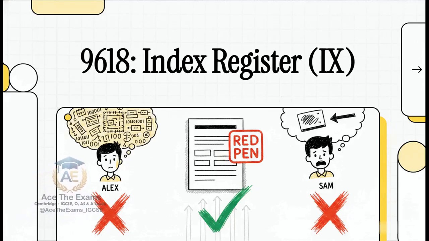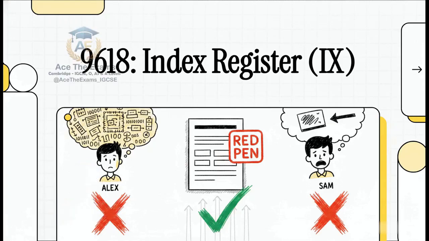This explainer is your ultimate strategy guide to ensure your exam paper is covered in green check marks instead of red ink. We are going to transform how you approach this. Okay, let's dive right into it.